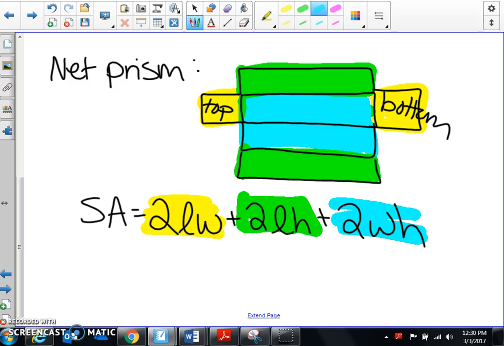Okay, so just like before with volume, it doesn't really matter which one you put in as length, which one you put in as width and height, but you do need to make sure that you only use width twice, you only use length twice, and height twice. A lot of times people double dip different numbers, and you can't do that. Okay, so let's actually get to it.